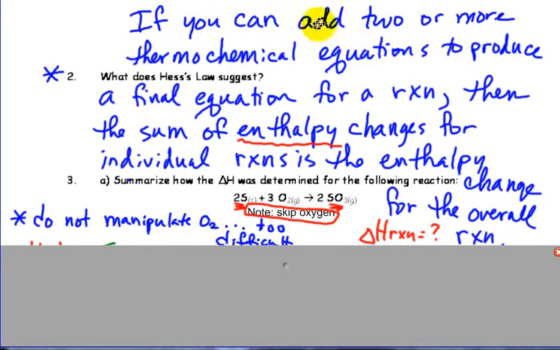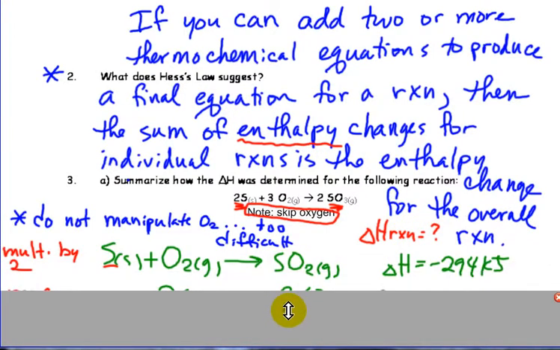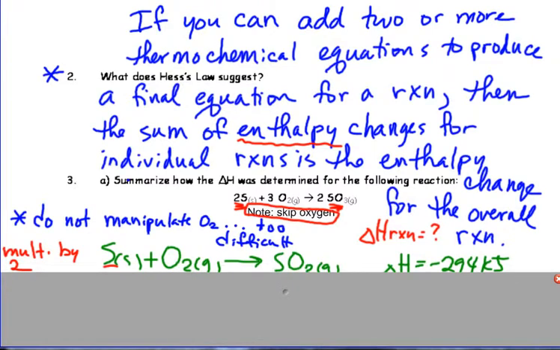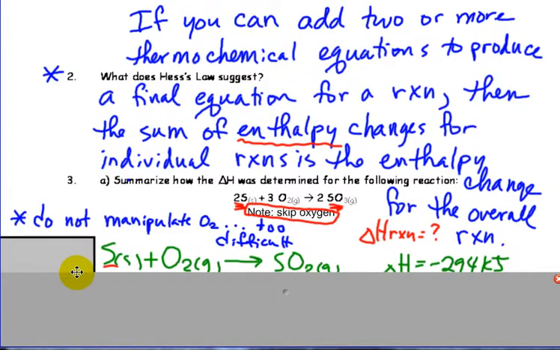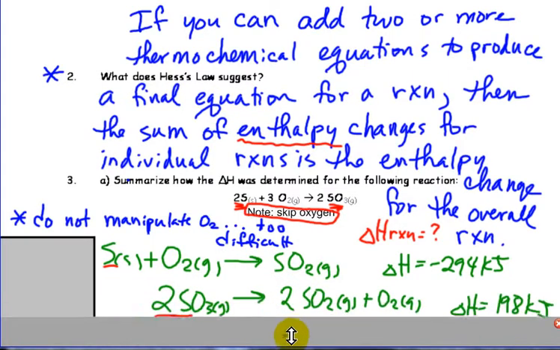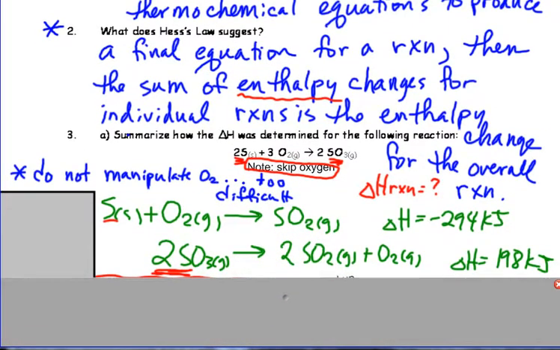So Hess's law suggests that if you can add two or more thermochemical equations to produce a final equation for a reaction, then adding up the enthalpies associated with those gives you the enthalpy of the reaction itself. Okay, so with a question like this, I would give you a question asking what is the enthalpy involved in this particular reaction, given that you have two or more reactions to work with, whose enthalpies are known.